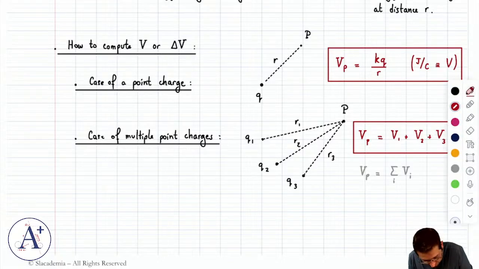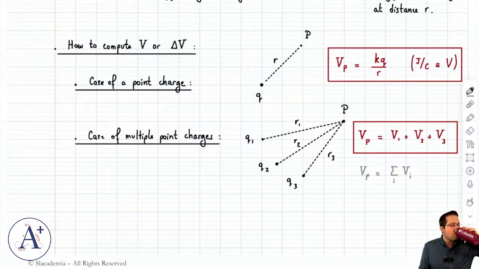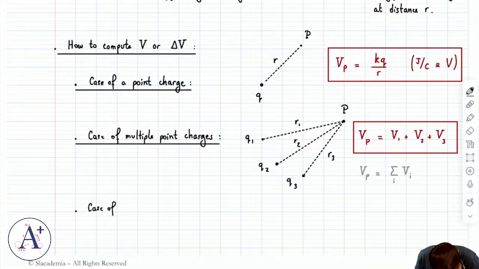And because V is a number, it's actually very easy to add them all together. It's not like a vector where I have to worry about components. I just add the values together. Okay. So then we have the case of a continuous charge distribution.